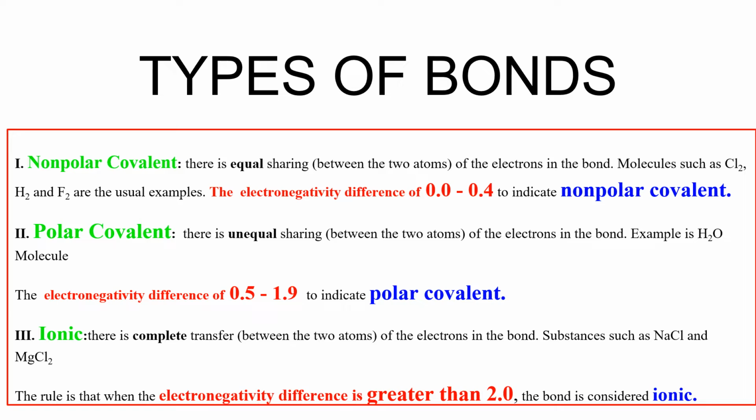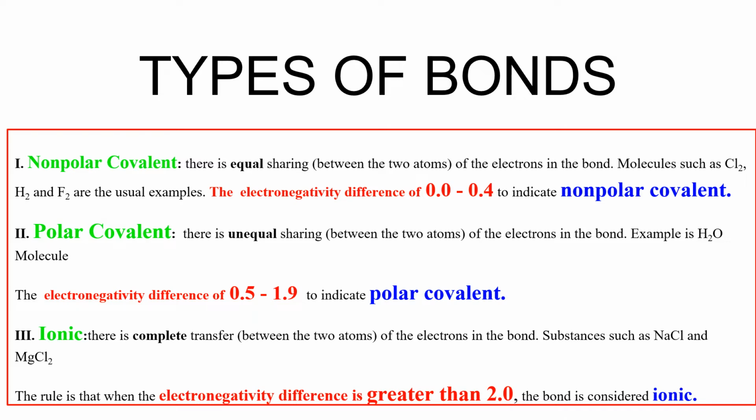Nonpolar covalent: there is equal sharing between the two atoms of the electrons in the bond. Examples are molecules of chlorine, hydrogen, and fluorine because their electronegativity difference is zero. And it makes sense because they are similar atoms, right? Okay, it indicates nonpolar covalent.